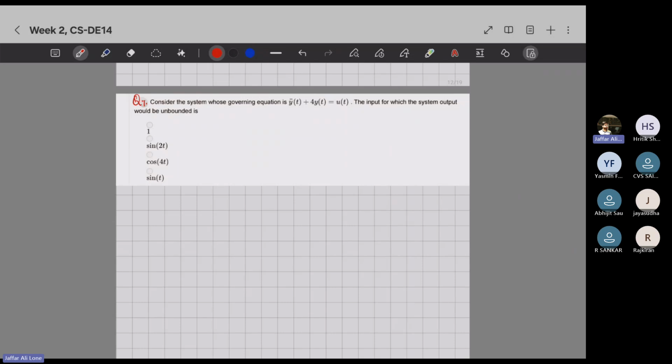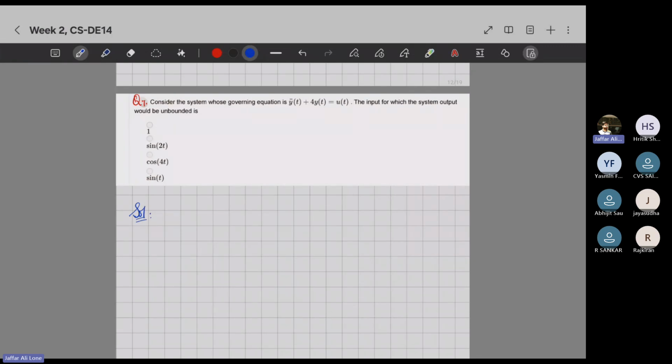Consider the system whose governing equation is y double dot plus 4y(t) equal to u(t). The input for which the system output would be unbounded is... So first of all, when the system output will be unbounded, it means the system should be unstable. Right? Or if it is unbounded, it means not all the poles are in the LHP, right? So let's solve this question. I'll tell you how to solve such questions.